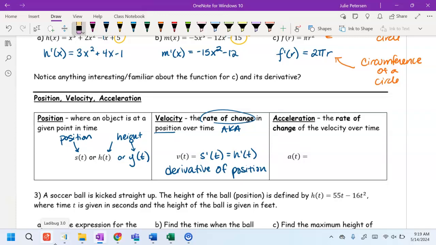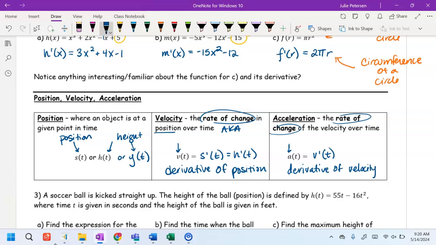Acceleration, well, going back to velocity. Velocity is basically like the speed, right? How fast is something moving? Acceleration is a little bit different. Acceleration is the rate of change of the velocity. So how fast is the speed changing over time? You'll see it most of the time represented as a of t, that's for acceleration, v of t for velocity, pretty intuitive. And so a of t would be the derivative, rate of change, of velocity. Derivative of velocity. So derivative v prime of t.